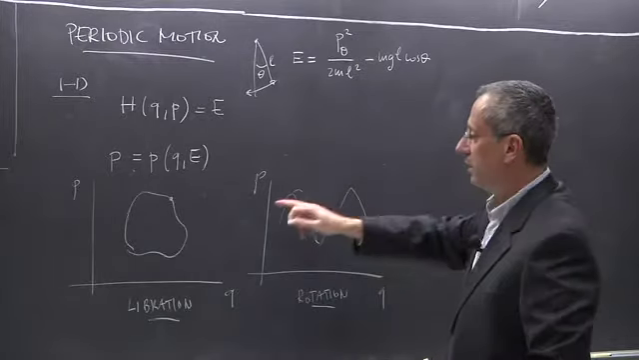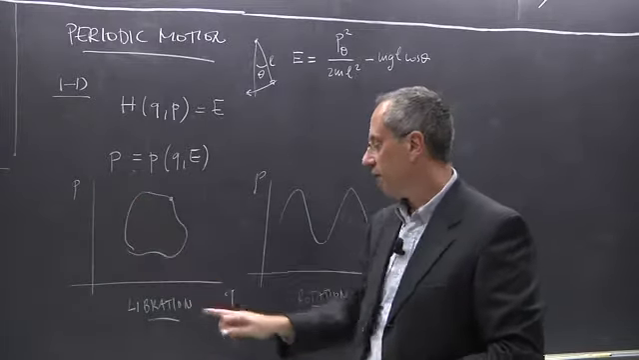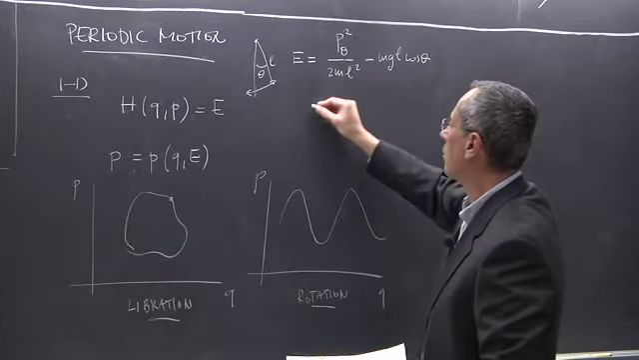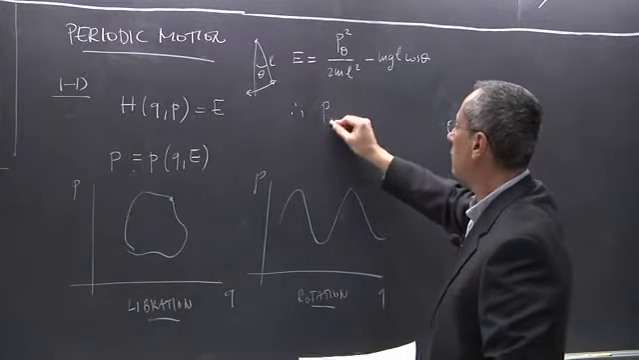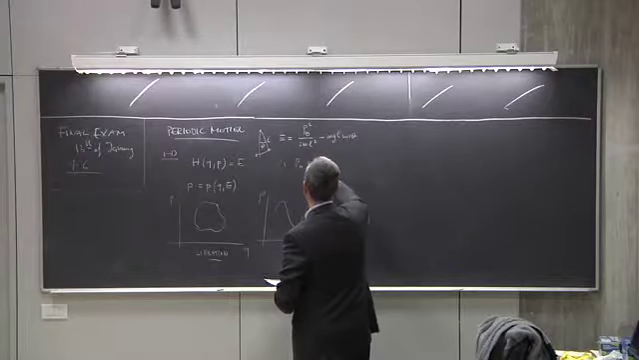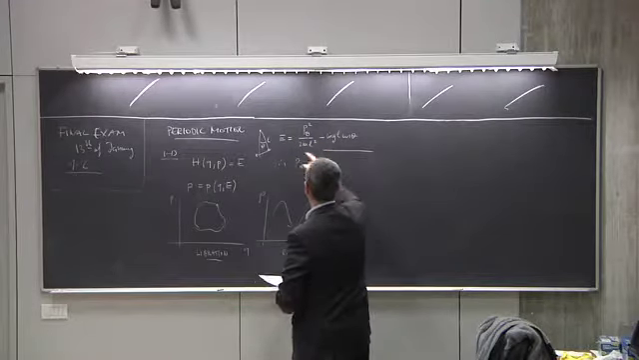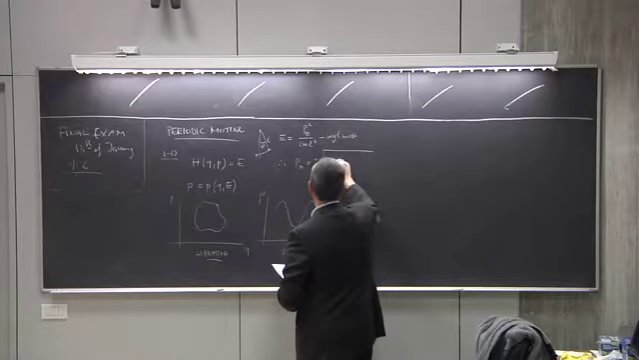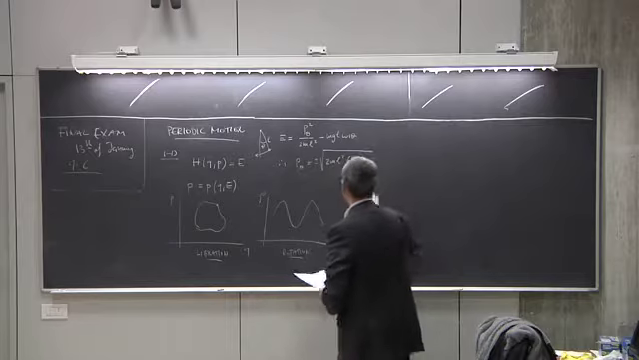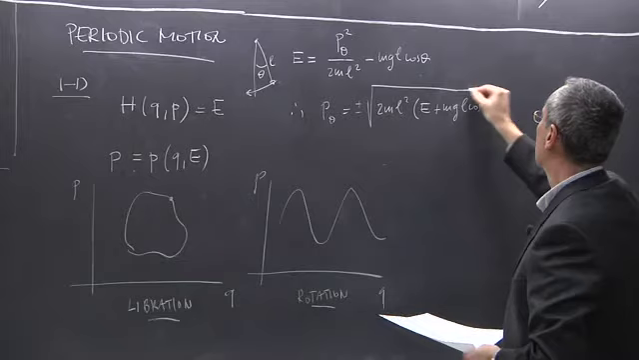To draw the trajectory in phase space, you need to know P as a function of Q. So here you need to know P theta as a function of theta. Let's solve this. It's trivial. P theta is plus or minus the square root, taking the potential to the other side, of 2ml squared multiplied by E plus the potential energy.